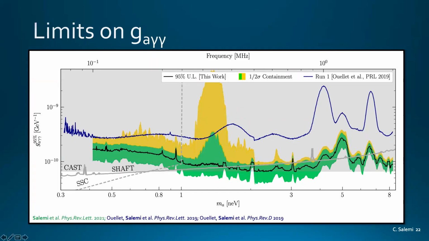In blue are the limits from the first run, and in black are the limits from our most recent run in 2020. And this is actually very downsampled. We have millions of mass points. So a third of our limits lie at the bottom of this green band.